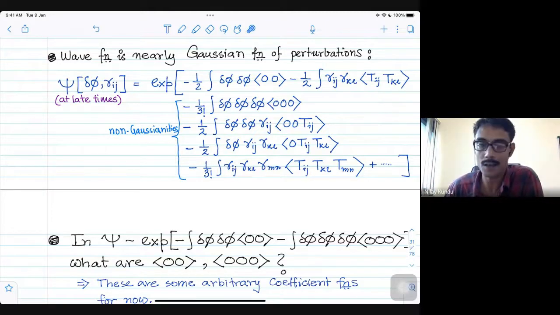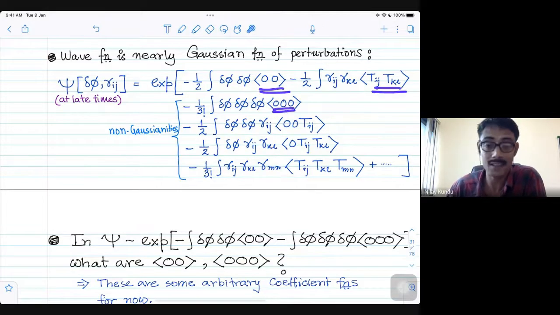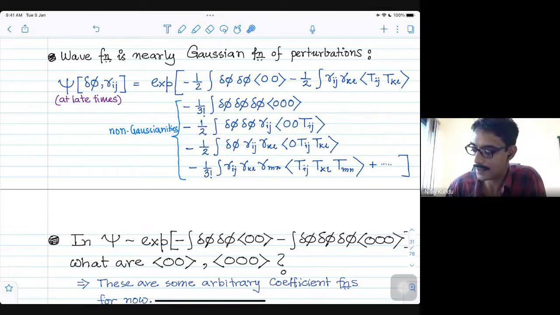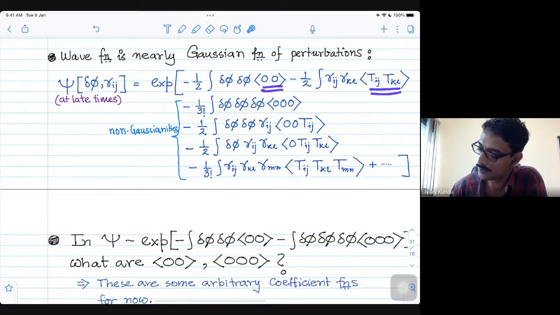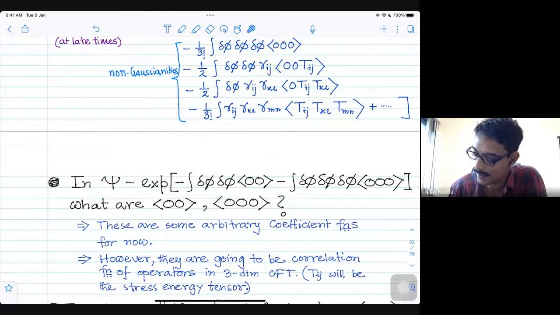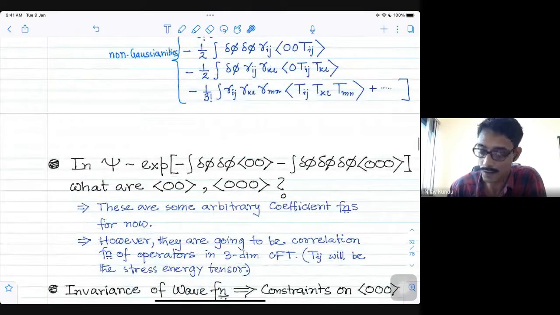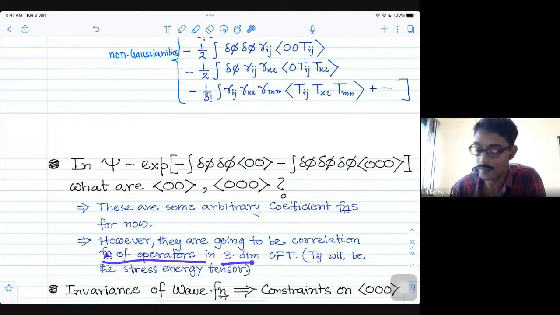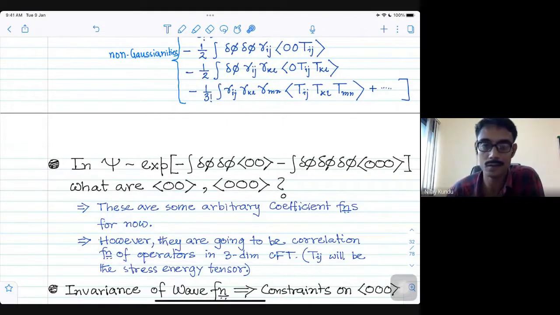But as you can understand, the way we are writing it is indicative of the fact that this will have something to do with a CFT, where this will be a 2-point function in a CFT, but that's where we are going. I mean, I should be able to convince you that these functions, which we now call just coefficient functions, are going to be some correlation functions of operators in a 3-dimensional CFT. That's where I'm going.